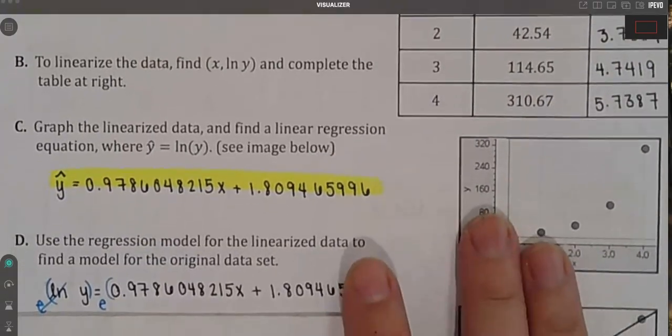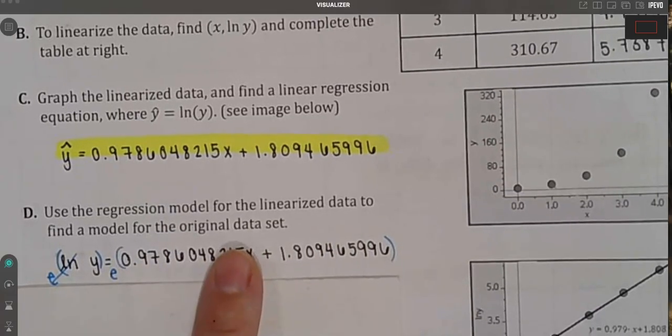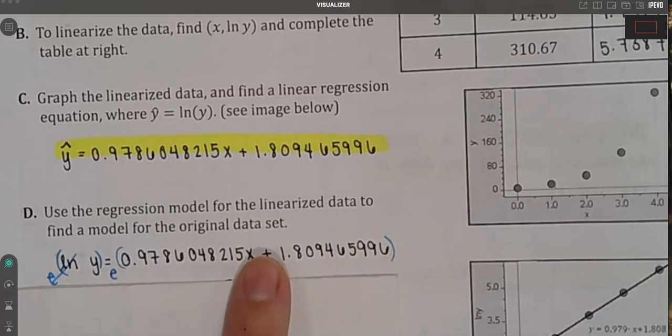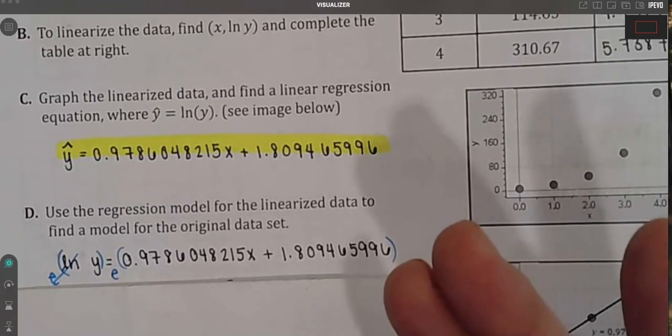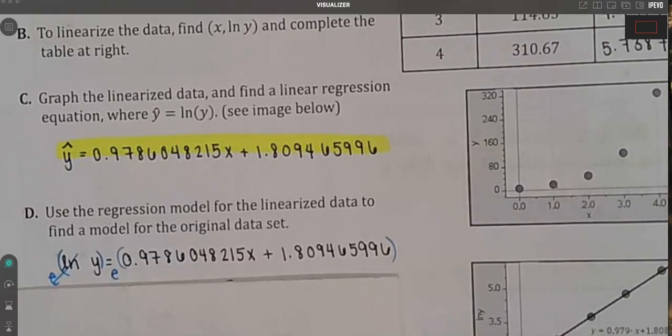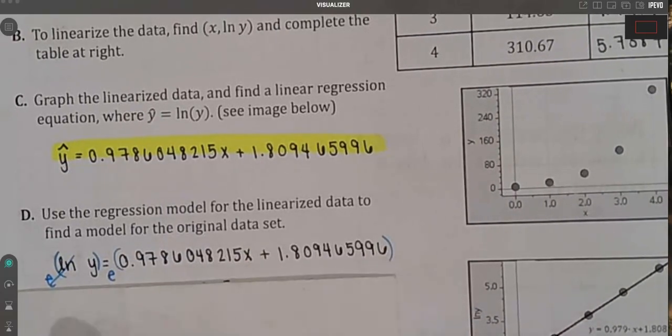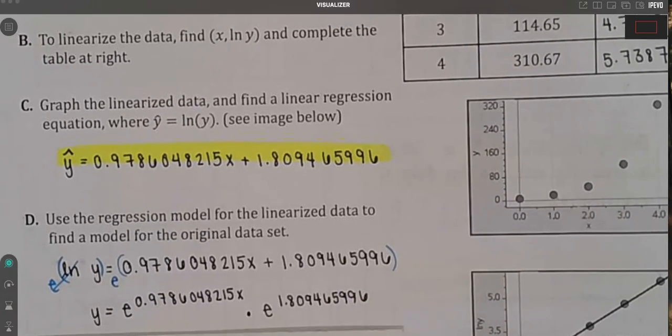Okay, use the regression model for the linearized data to find a model for the original data set. Okay, so what you're doing now is, again, we weren't given the original formula, but now we have a linear formula. So we're going to work backwards to try to figure out what the original exponential function was. So we're going to do e to both sides to cancel out the natural log. This gives us y equals e to the blah, blah, blah, blah, blah, times e to the this number.